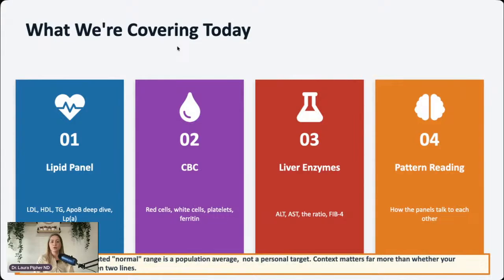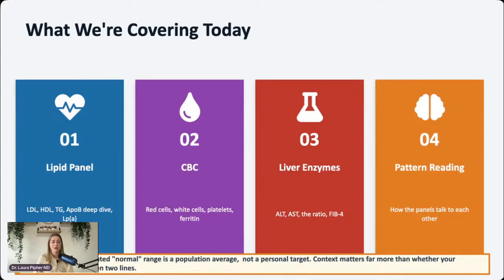Okay, so this is what we're going to cover in this live. We're going to talk about the lipid panel, the complete blood count, the liver enzymes, and pattern reading. Because realistically, when your lab report says normal, it just means that you are within the range that they've set out. It doesn't necessarily mean things are amazing and healthy. It doesn't mean that you have nothing to worry about. And so I want to use this time to look at some of the pieces that we can gather from your basic blood work that you probably have on LifeLabs.